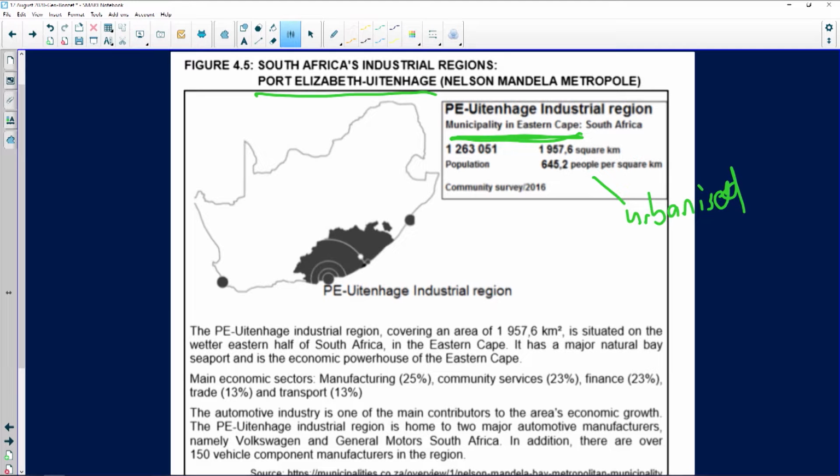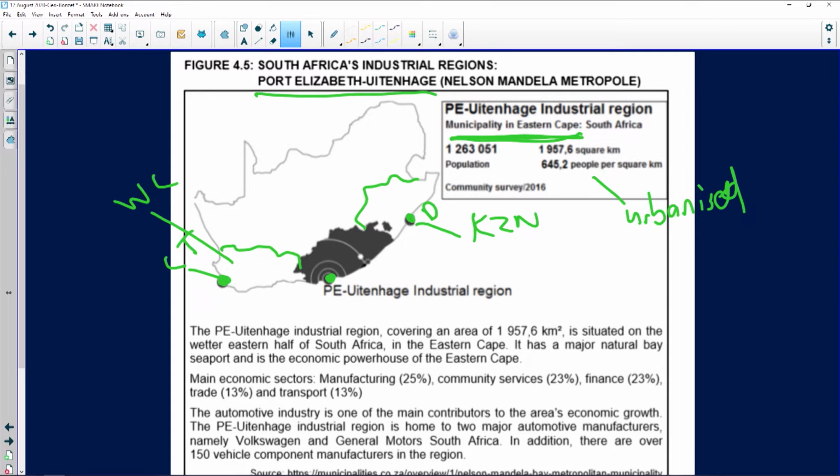Now, as you can see, first of all, there's Port Elizabeth Uitenhage. Okay, I just want to identify the other two. That's Cape Town, that we have over here. This is Durban. Okay, what do we know about Cape Town? This is the Western Cape. Okay, Durban, KZN. Okay, and as you can see, this demarcated area is Port Elizabeth Uitenhage. It's in the Eastern Cape.